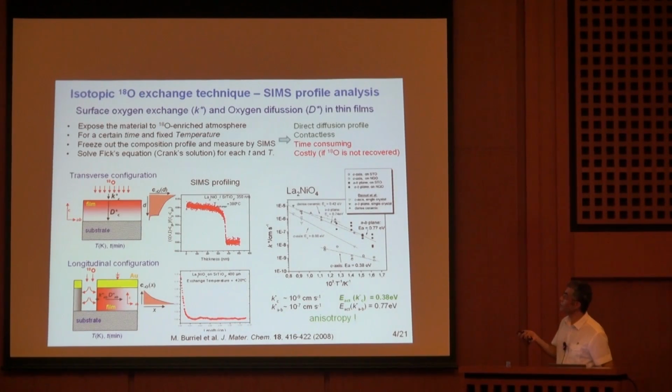And I will describe briefly this first one, the isotopic exchange with oxygen 18. The idea is to expose the material to an oxygen 18 enriched atmosphere, like in this case. So we have the surface of the film and the substrate, and we expose the material to the oxygen 18, and then it exchanges oxygen and self-diffuses the oxygen 18 into the material. If we can control the time duration of the exposure and the temperature of the experiment, and then we freeze out the composition profile after the experiment, we will be able to measure the profile by SIMS, so we can extract the values by solving some equations, depending on the temperature and the time of the exposure.